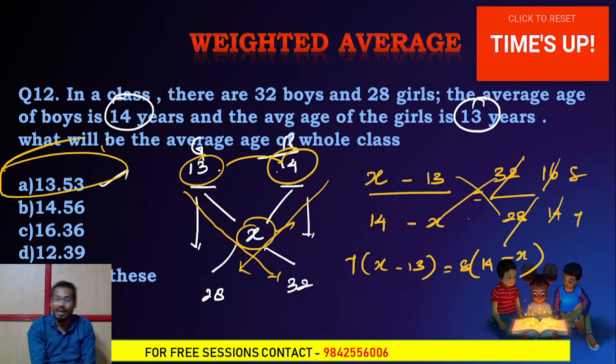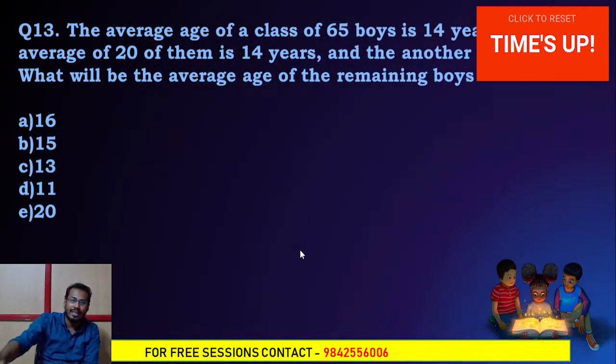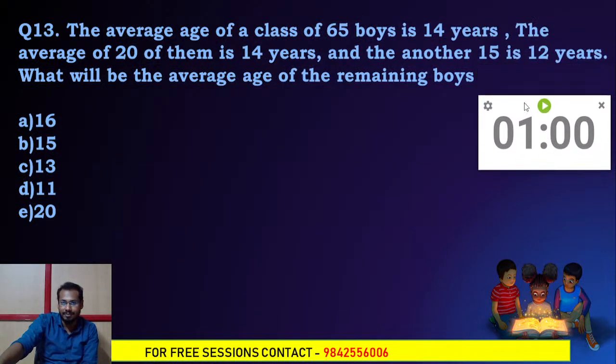Clear? But we can find here that the average will come between 13 and 14. So this is the answer. You can check using that. Okay, so everything is very easy. Just go for the next question. Let's start.